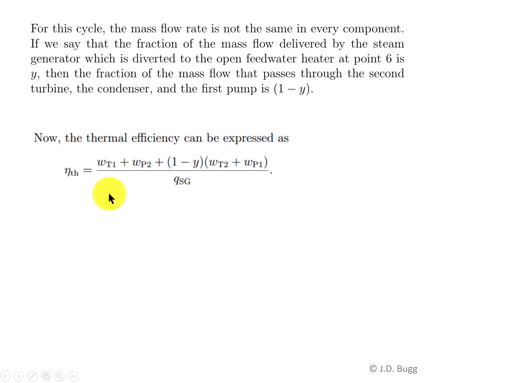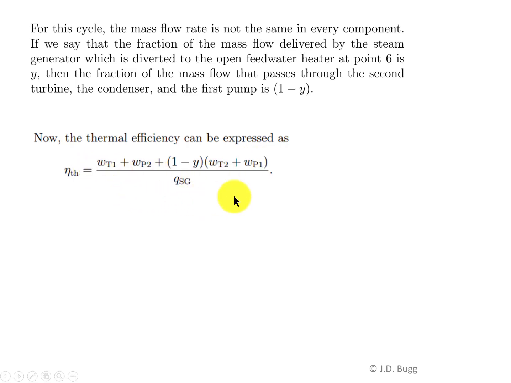So for the thermal efficiency of this cycle, we have Q steam generator in the denominator. The only place where heat is added is in the steam generator, and we don't have to multiply it by anything because it has full flow going through it. The net work in the numerator, turbine 1 and pump 2, we don't have to do anything with because the flow through them is the same as the flow through the steam generator. However, the second turbine and the first pump, we need to multiply by 1 minus y, or we need to derate the contribution of those to the net work.